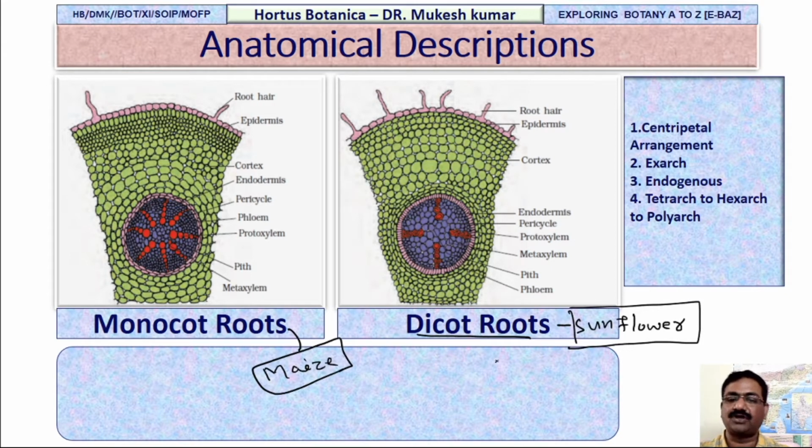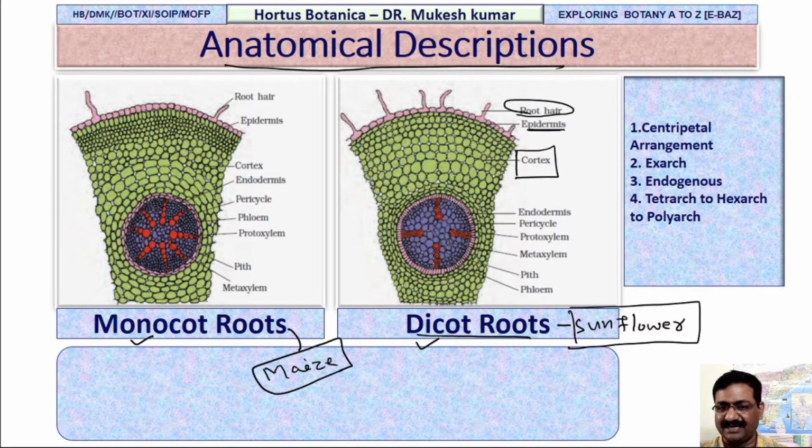So first talk about the dicot. Whenever you cut the dicot, you will find this anatomical description of root. The first one is the monocot, the second one is the dicot. See, these are the root hairs arising from the epidermis. This structure is called the cortex. The innermost layer of the cortex is called the endodermis. And see what I was talking about: this is the pericycle.